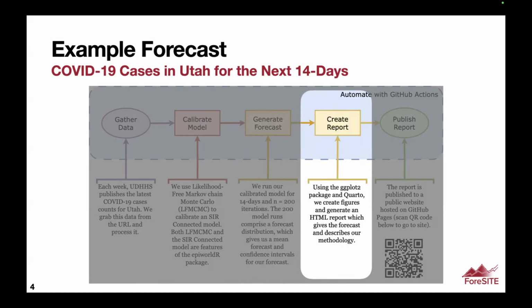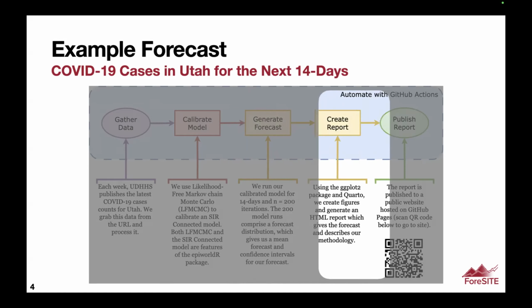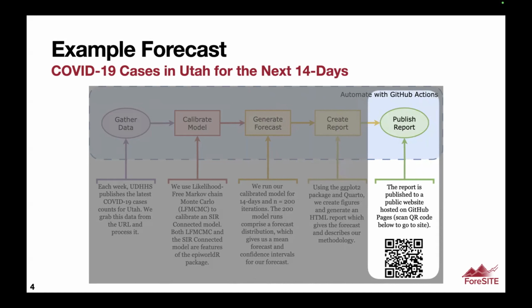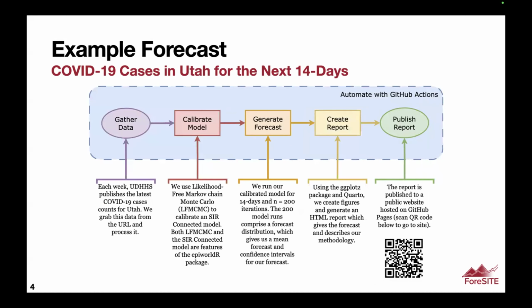Having run all of those, we use the ggplot2 package as well as Quarto to create some figures. We make a little HTML report, which describes the forecast and our methodology for it, and then we publish that on GitHub Pages. All of this is automated with GitHub Actions, with all of these steps happening every week for the last couple of months. As we make little tweaks to how the forecast works, what the report looks like, or how we handle our data, you can send those updates in code, and the forecast just automatically updates itself every week.